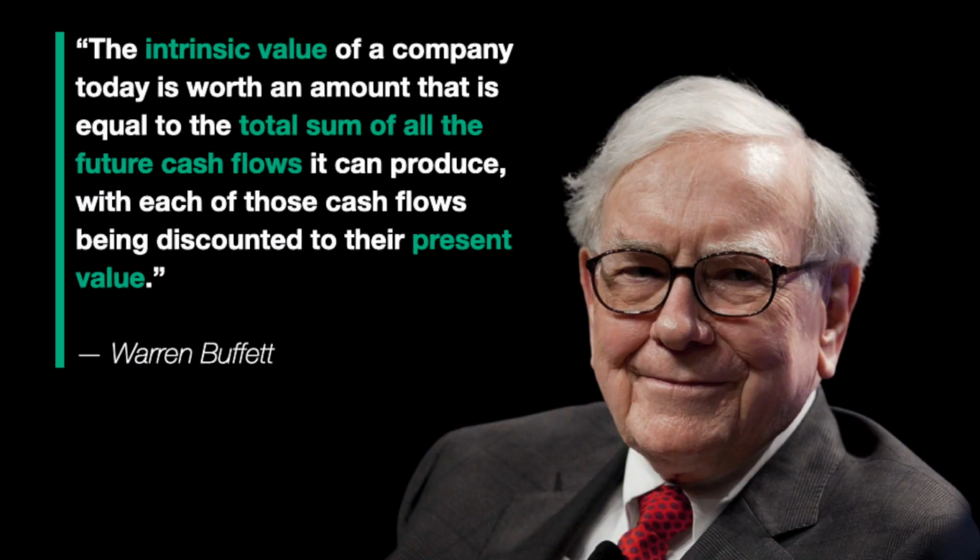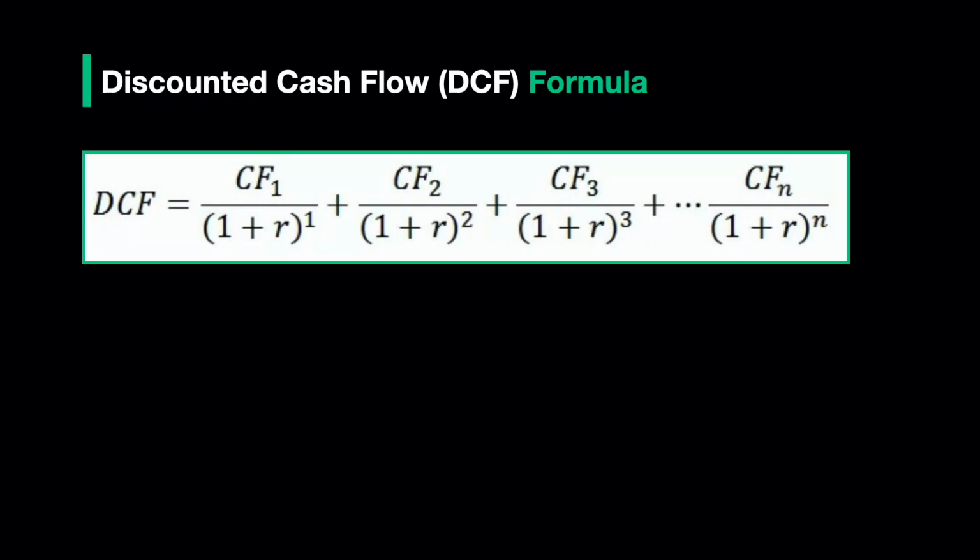Warren Buffett once famously said, "The intrinsic value of a company today is worth an amount that is equal to the total sum of all the future cash flows it can produce, with each of those cash flows being discounted to today's present value." We can translate what Warren Buffett said about company valuation into this formula, and this formula is none other than the famous discounted cash flow formula.